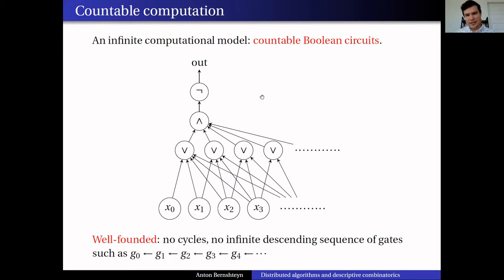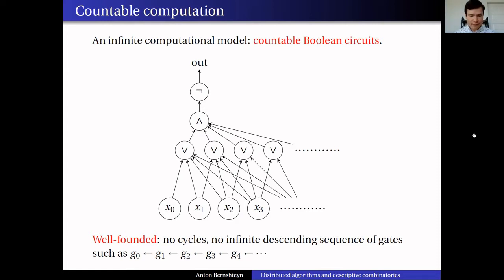A circuit that doesn't have cycles and doesn't have such infinite descending sequences is called well-founded. And that is the right requirement for infinite circuits, that they have to be well-founded. This circuit here in this picture, for example, is well-founded. It's not hard to check. But other than this difference that they have to be well-founded instead of acyclic, the rest of the theory is very similar. Given such a circuit, on every input, it evaluates and produces some output value.